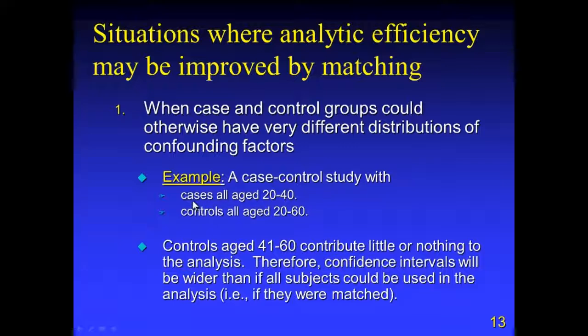If you have a case control study where the cases are all aged 20 to 40 and the controls cover a wider range, 20 to 60, the problem is that these older controls contribute relatively little, if anything, to the data analysis, and so the confidence intervals would be wider than if you had ensured that all the controls were aged 20 to 40.